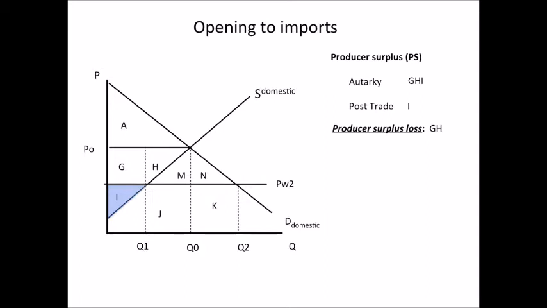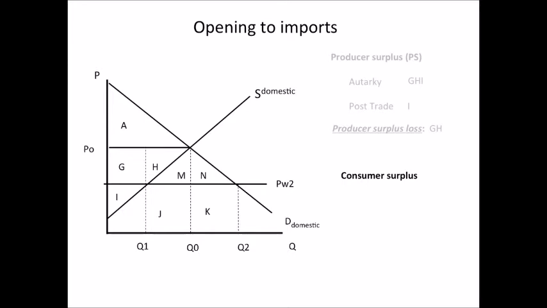Now, these two areas, G and H, have meaning. G is the drop in producer surplus associated with firms that stay in the market and who now have to face a lower price. And H is the producer surplus loss to domestic firms as they scale back production.